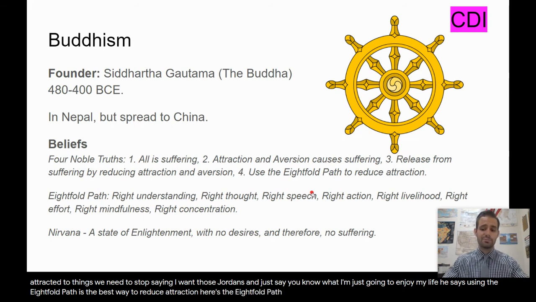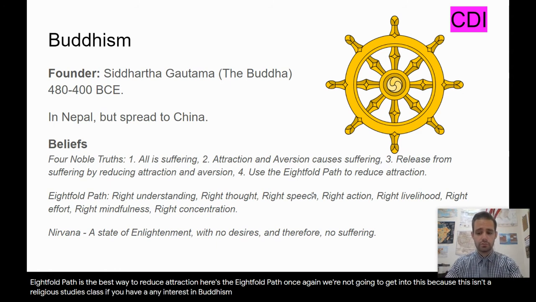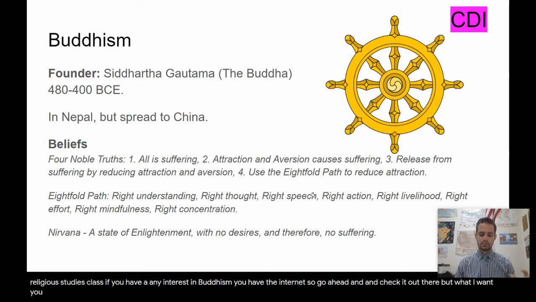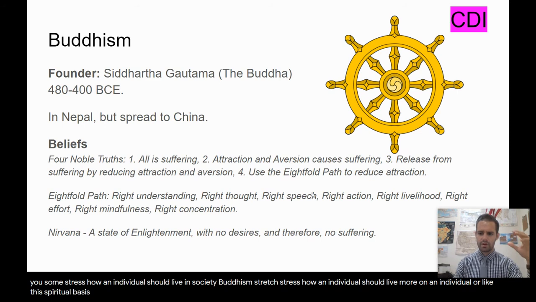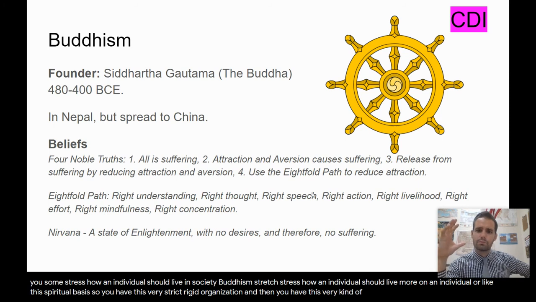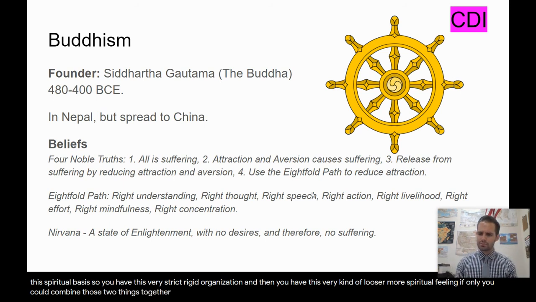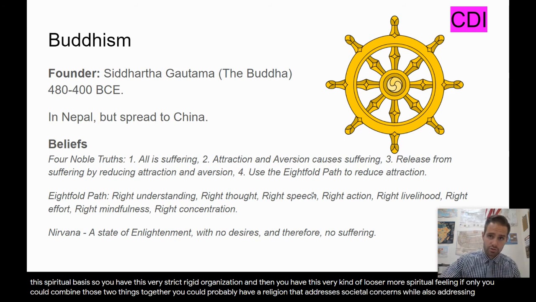Here's the Eightfold Path. Once again, we're not going to get into this because this isn't a religious studies class. If you have any interest in Buddhism, you have the internet, so go ahead and check it out there. But what I want you to see is that Confucianism stressed how an individual should live in society. Buddhism stressed how an individual should live on a more individual, spiritual basis. So you have this very strict, rigid organization, and then you have this looser, more spiritual feeling. If only you could combine those two things, you could have a religion that addresses societal concerns while also addressing personal concerns.